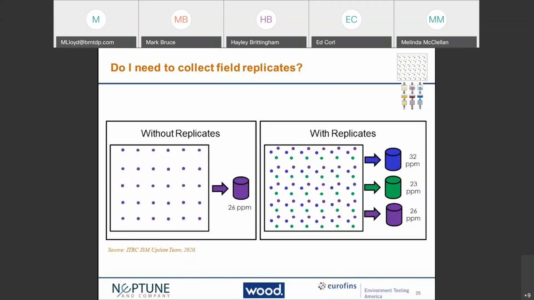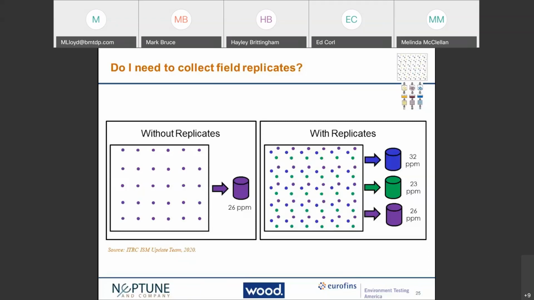When you decide whether to collect replicates in a decision unit, you should consider the precision you want to achieve and how you're going to evaluate it. So with a single ISM result, it's not actually going to be possible to evaluate the precision and actually check whether the precision was met.